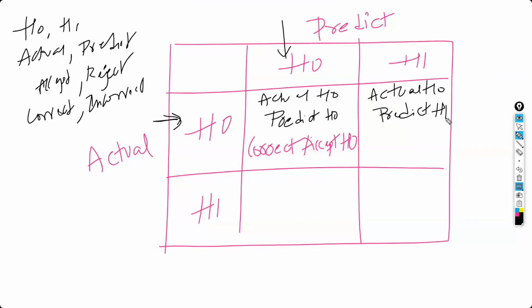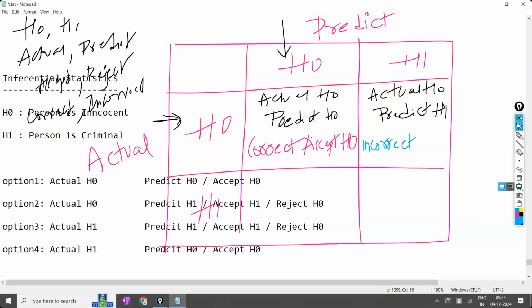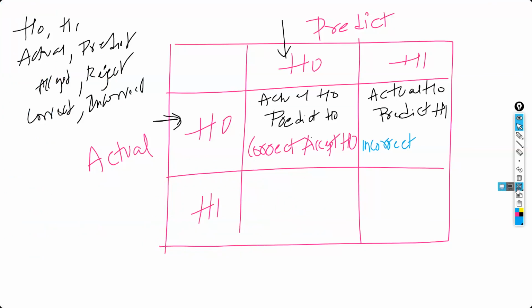After writing this, now you have to write whether it is incorrect or correct. The first word should be incorrect or correct. That is incorrect. What you predicted? Predicted H1. Predict H1 is called as what? Just now I told you. Predict H1 is also called as accept H1, which is also called as reject H naught. So this is called as reject H naught. Incorrect rejection of H naught.